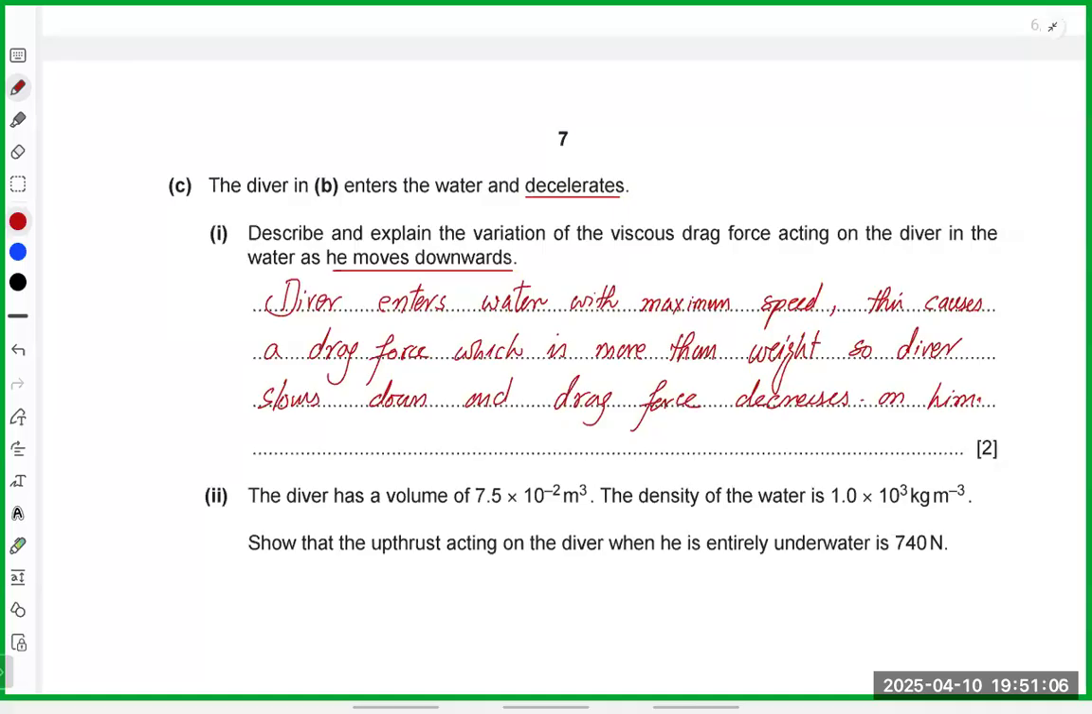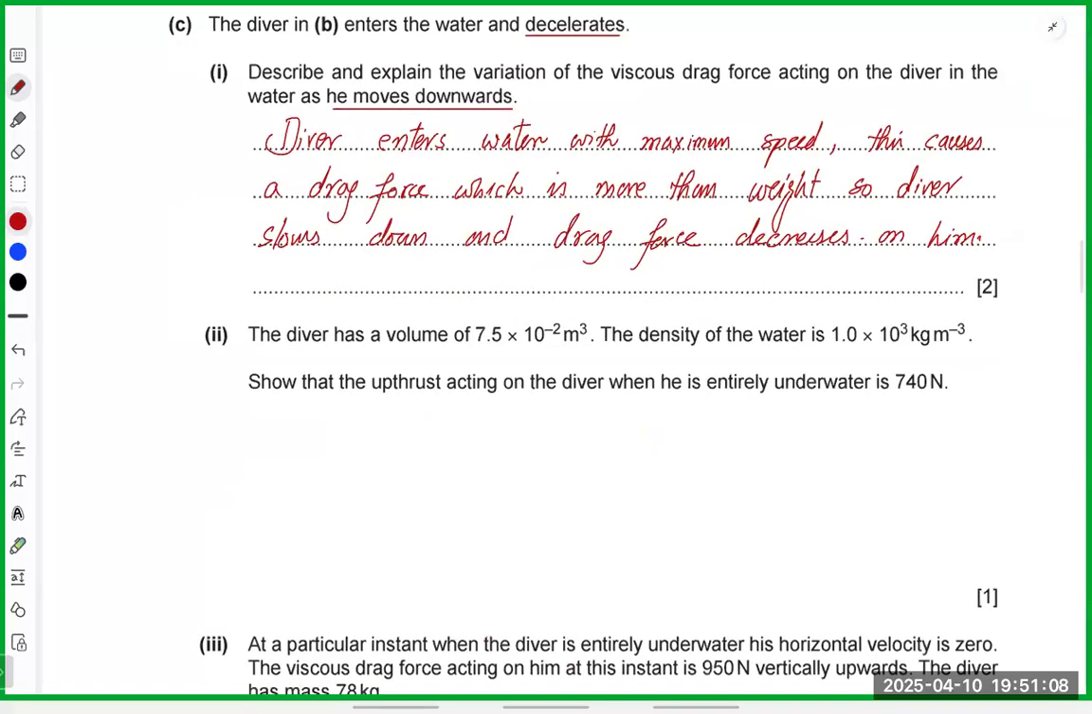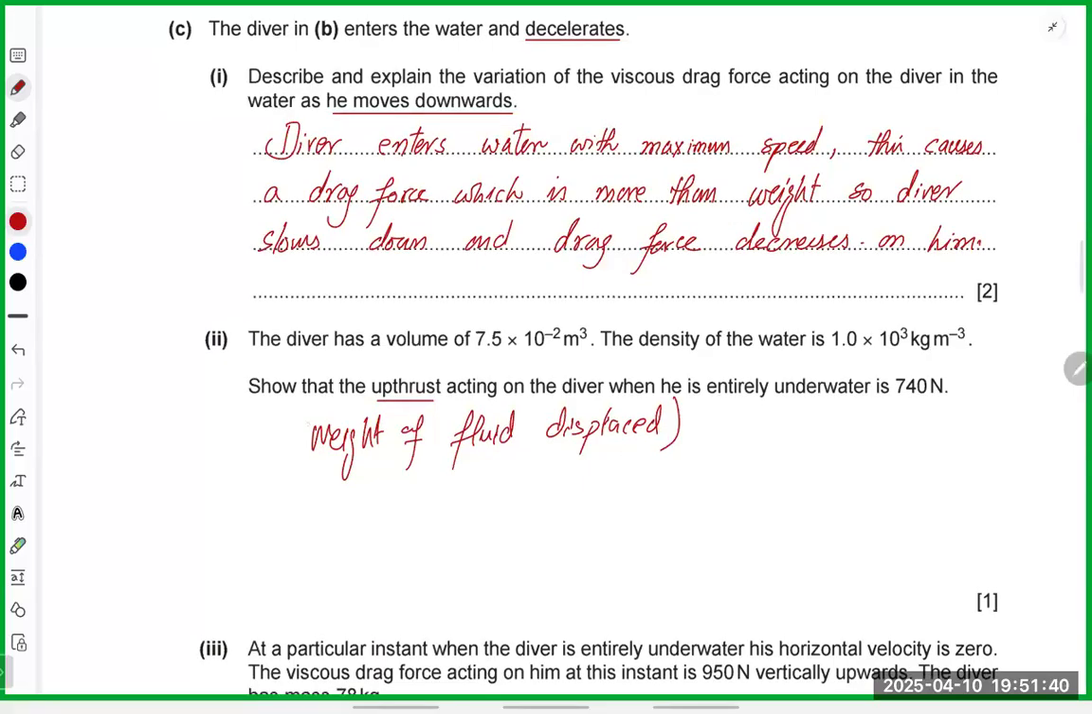Okay, the diver has a volume of this, the density of the water is this. Show that the upthrust acting on the diver when he is entirely underwater is 740 Newton. Listen, upthrust. What is the formula for upthrust? Weight of fluid displaced. Upthrust is equal to weight of the fluid displaced.